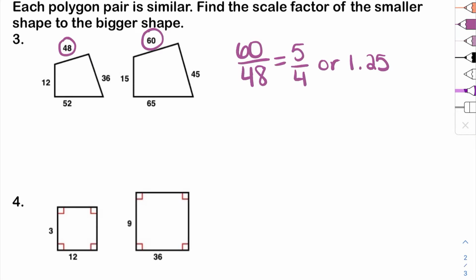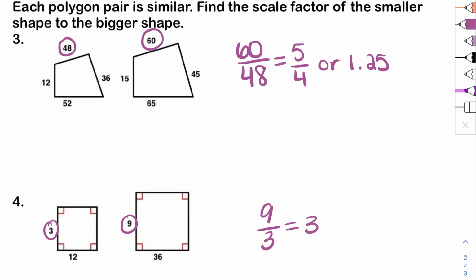Let's go ahead and look at our final example, number 4. So to figure out the scale factor here, we're going to pick any pair of sides. So I'm going to pick the pair of sides 3 and 9. Remember, this is from smaller shape to bigger shape, so our scale factor should indicate that it is getting bigger. So I need to divide 9 by 3, which gives me a scale factor of 3. So that is our answer.